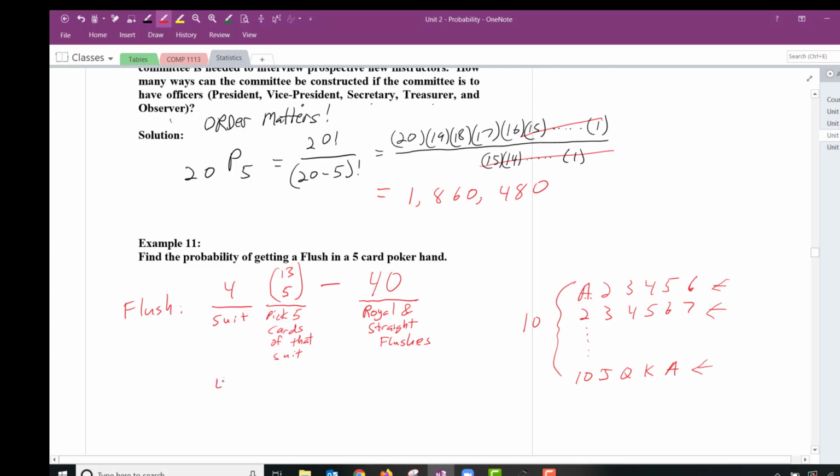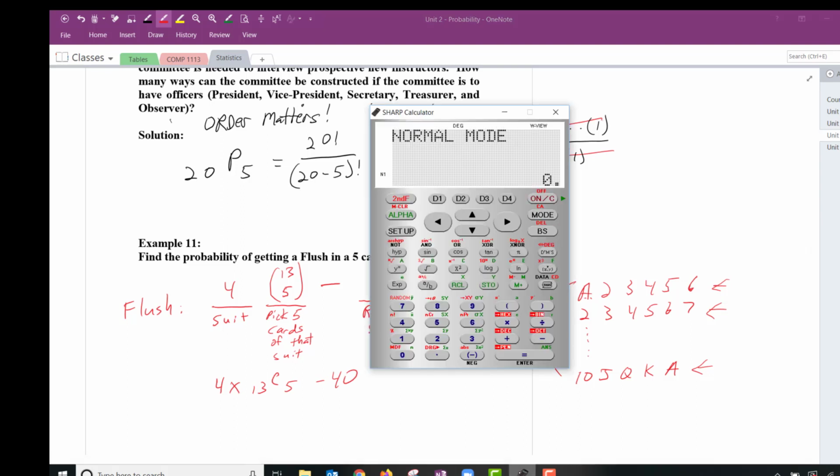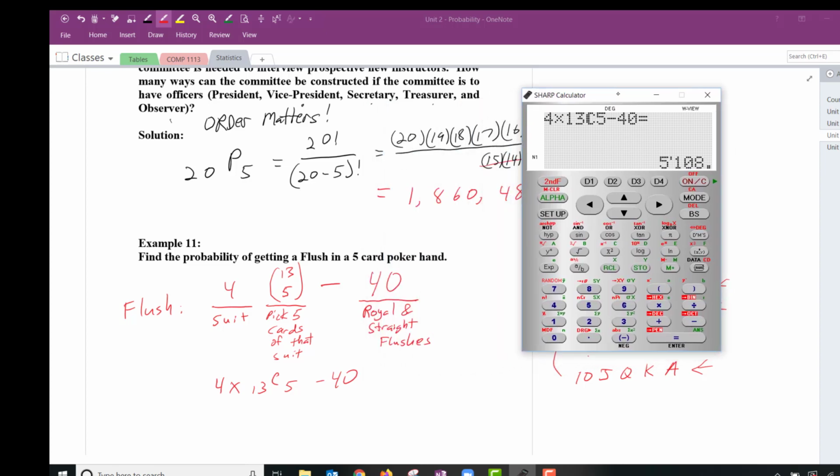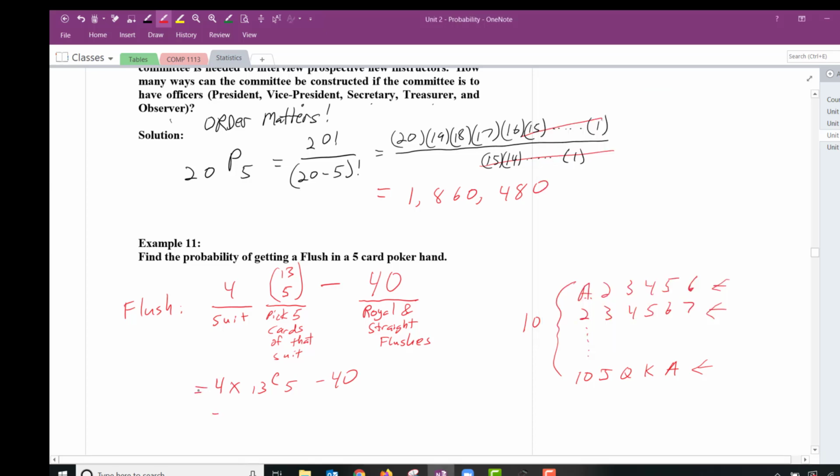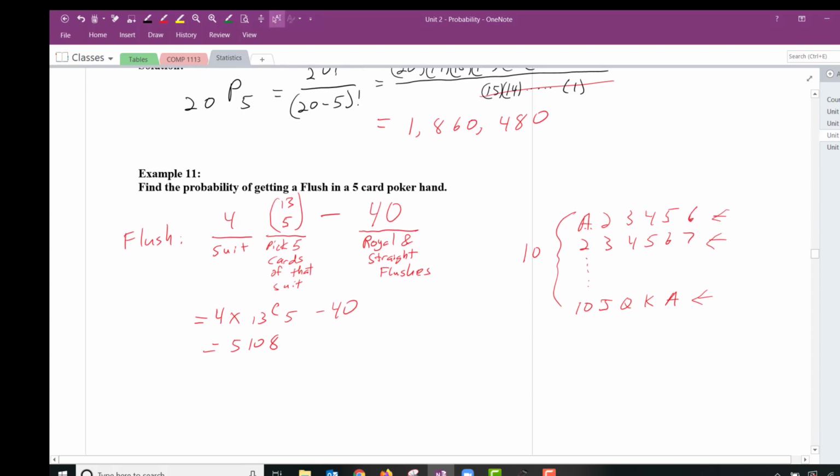So it's 4 times 13C5, minus 40. Let's try it on our calculator. 4 times 13 choose 5, and then subtract out the 40 that are royal flushes and straight flushes, and we get the magic number of 5,108. So there are 5,108 different flushes.